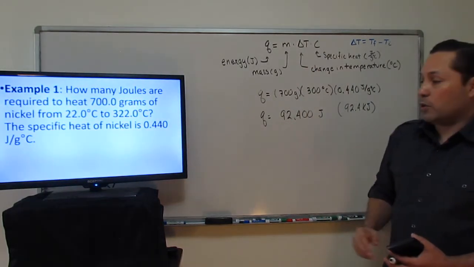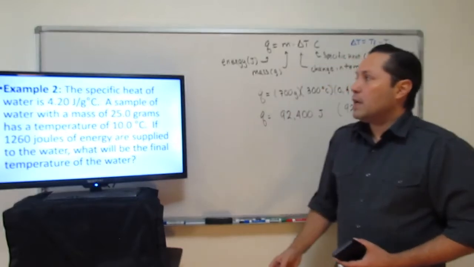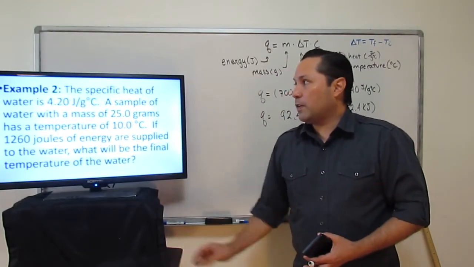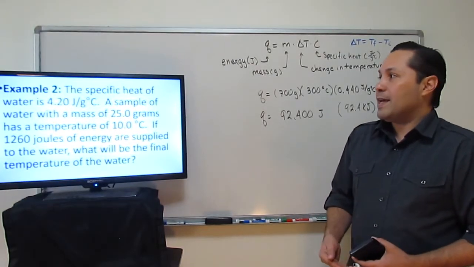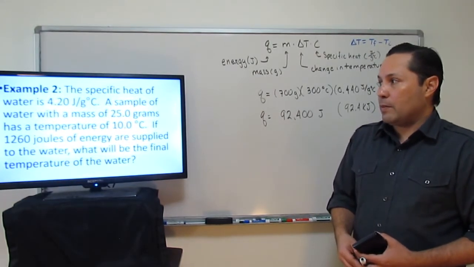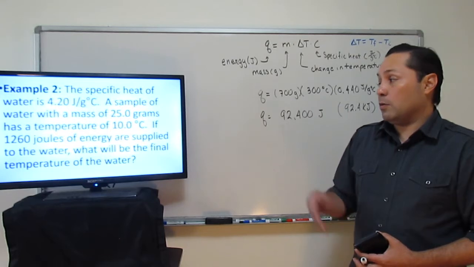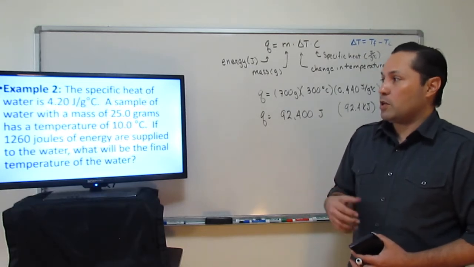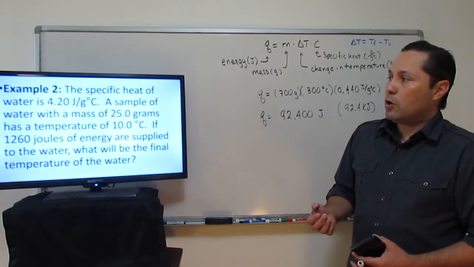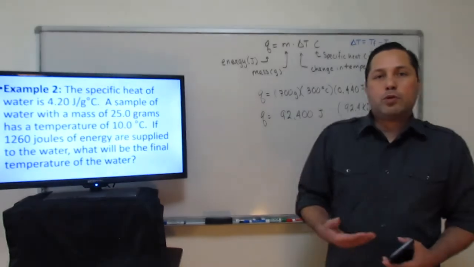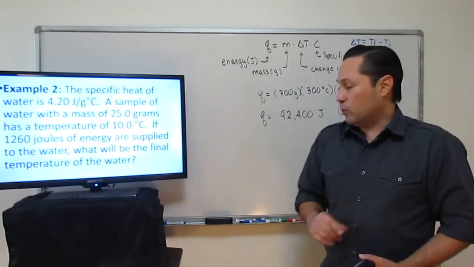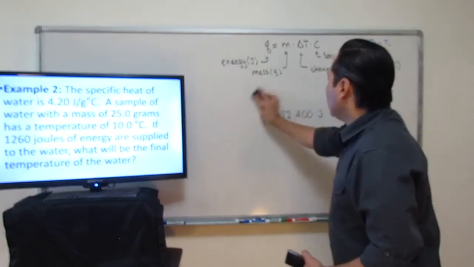Let's go ahead and move along into example number 2. In example number 2, it says the specific heat of water is 4.2 joules per gram times degrees Celsius. A sample of water with a mass of 25 grams has a temperature of 110 degrees Celsius. If 1,260 joules of energy are supplied to the water, what will be the final temperature of the water? So now we're looking for the final temperature, slightly different. I'm going to use the same formula though.